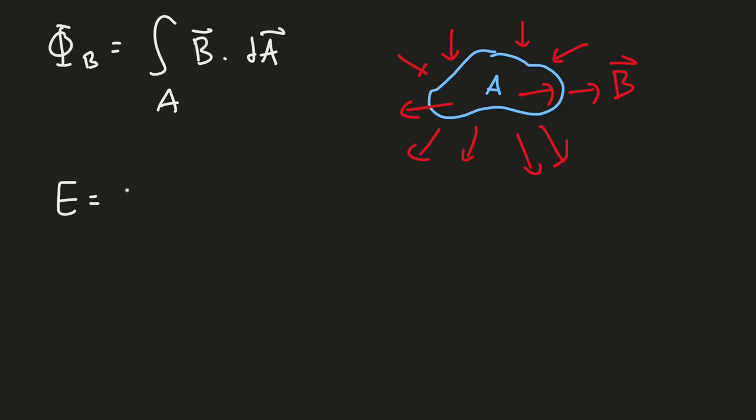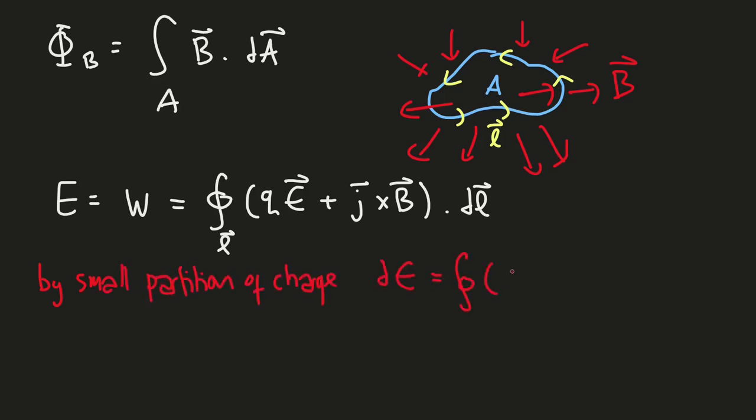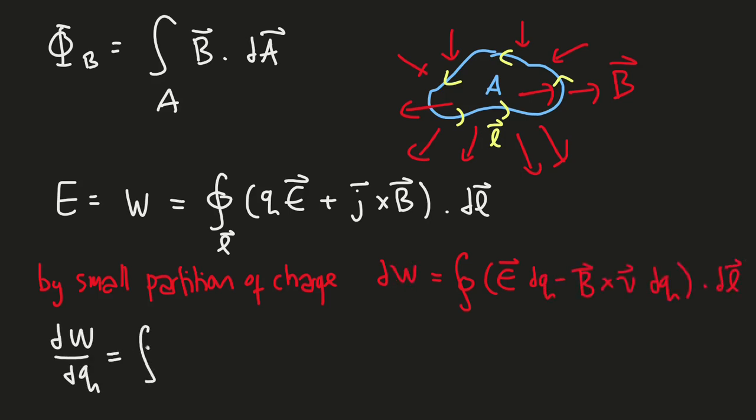And the next one, by the work-energy theorem, equals this closed contour integral along L, where L is the trajectory along the loop for the electric current. If we take a small partition of charge, we will get that the infinitesimal part of work here equals this. So the first derivative of work with respect to charge here equals this.